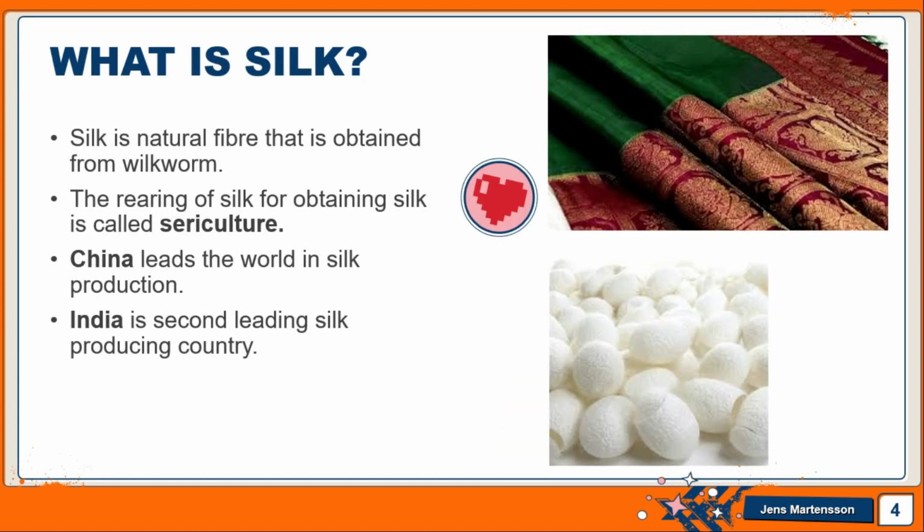Now comes the most important question: what is silk? Silk is a natural fiber that is obtained from the silkworm. Sorry for the spelling mistake, that is silkworm. The rearing of silkworms for obtaining silk is called sericulture. As you can see, this sari, you have seen that your mom had this kind of sari. That sari is nothing but silk.